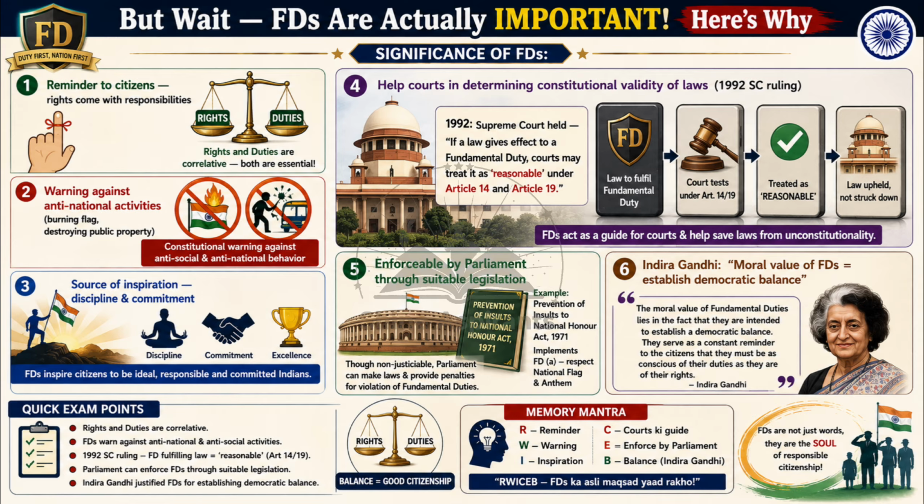Point 2. Warning against anti-national activities. If someone burns the national flag, destroys public property, or promotes enmity between communities, the fundamental duties serve as a clear constitutional warning. They define what is anti-national and anti-social behavior in constitutional terms.